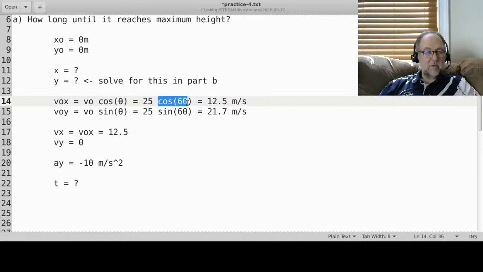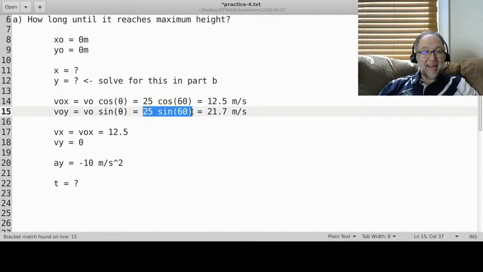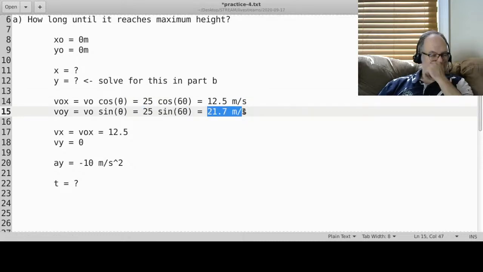By the way, cosine of 60 degrees is one of these values that you should memorize. Cosine of 60 degrees is a half. Sine of 30 degrees is a half, okay? And so you'll see sine of 30 and cosine of 60 quite often, and they're both equal to a half. So 25 cos 60 is 12.5, and 25 sine 60 is 21.7.